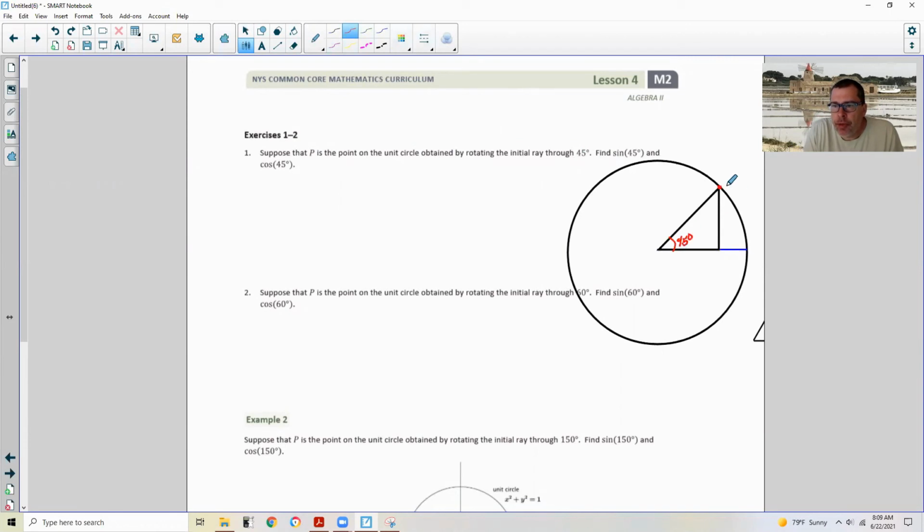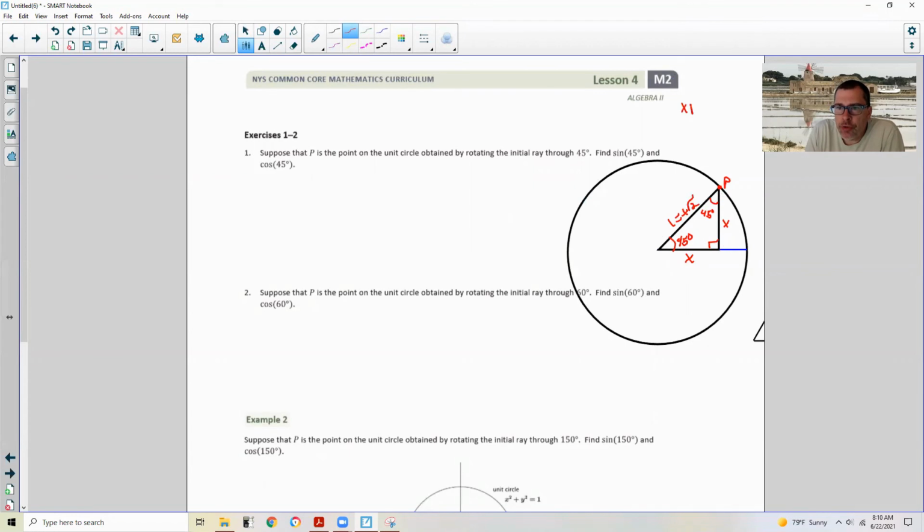Okay, this is the point P. And therefore this is 45 degrees. And this is a right angle. Okay, so remember, if this is a unit circle, this distance is 1. And knowing your special right triangle now, this is x, and this is x square root 2.